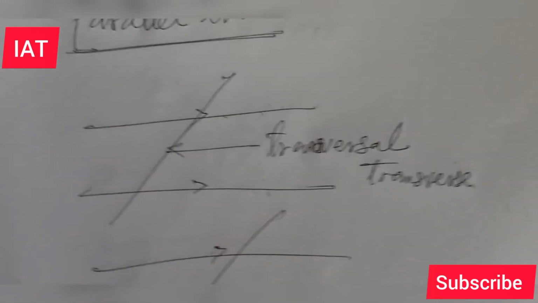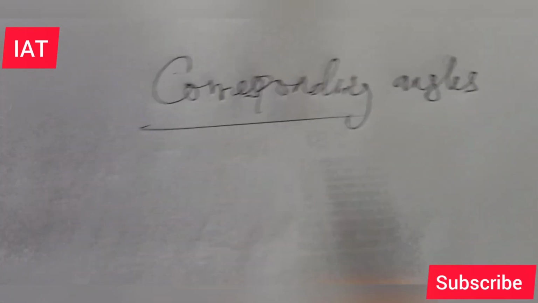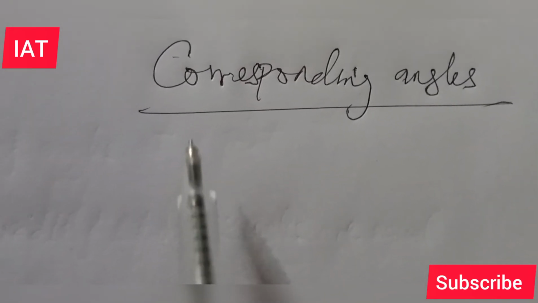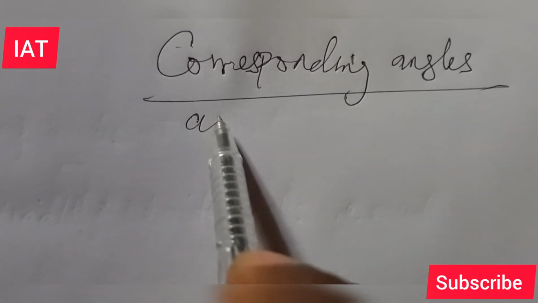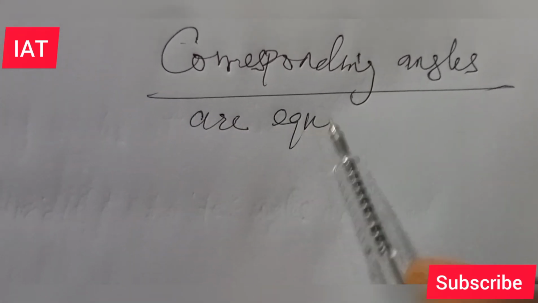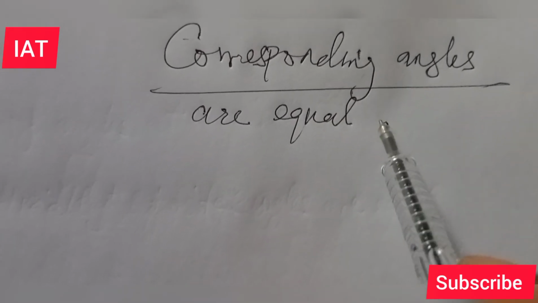All right, let me also introduce corresponding angles because it should be useful while we are solving problems. So let's put it down. Corresponding angles. What you need to know is that all corresponding angles are equal. Just take note of this, that corresponding angles are equal. So they are always equal.